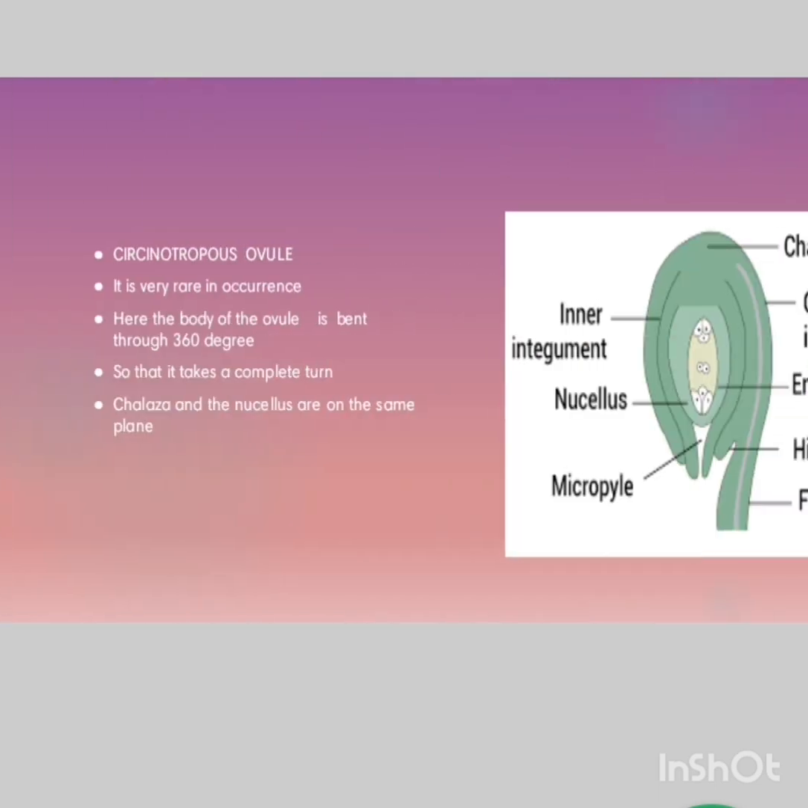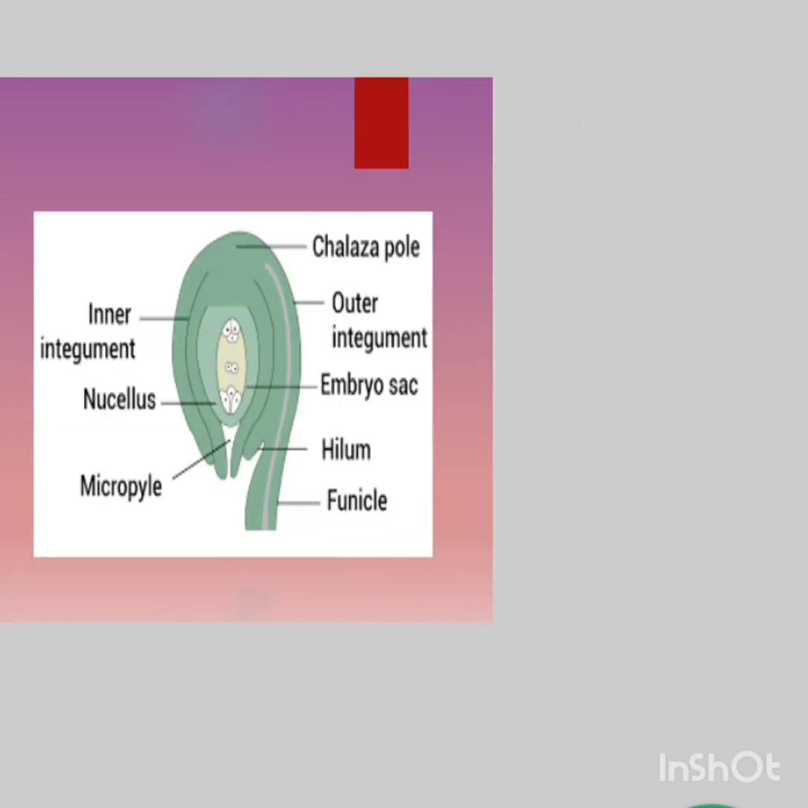Next is the circinotropous ovule. It is very rare in occurrence, where the body of the ovule is bent through 360 degrees, so that it takes a complete turn. Chalaza and the nucellus are on the same plane.